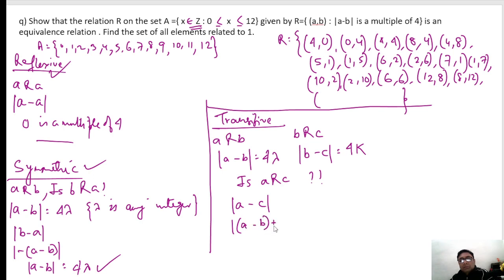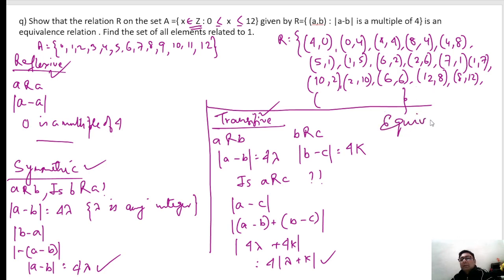This I can write like this. This is a multiple of 4. This is a multiple of 4. Let me take 4 common. So yes, this is also a multiple of 4. That means transitive is also coming. That means it is an equivalence relation. Correct? It is an equivalence relation.